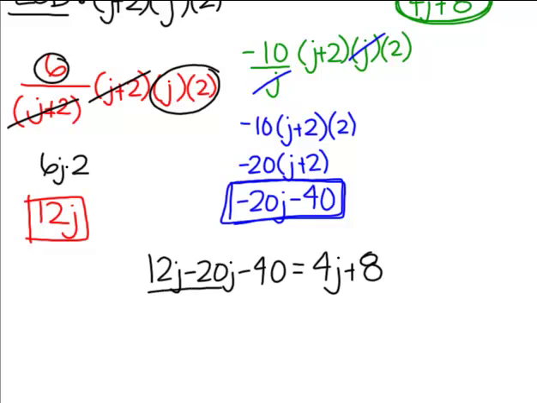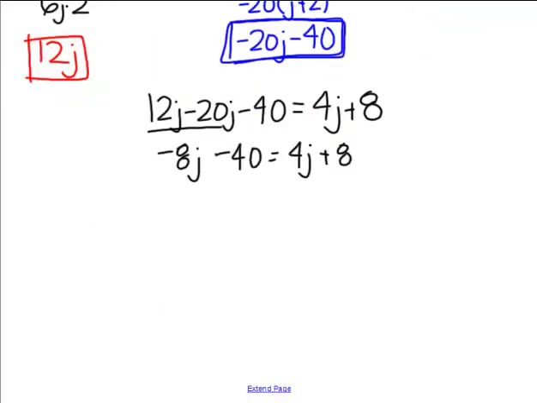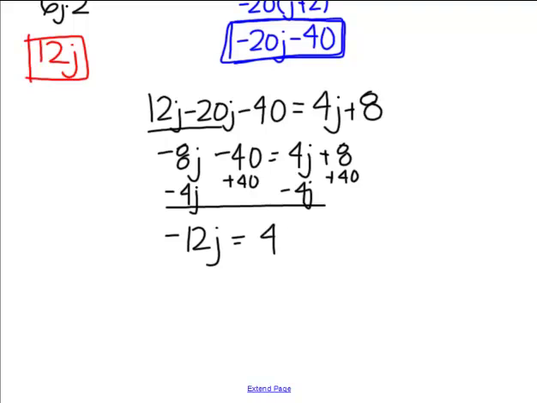Combine your like terms over here, and then get everything on one side. So if I move my 4j's over, I end up with negative 12j plus 40 equals 48. And if I divide both sides by negative 12, I end up with j equals negative 4.